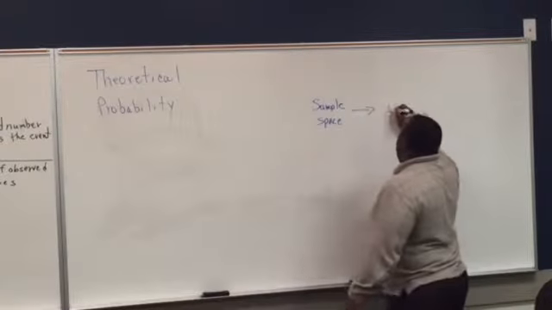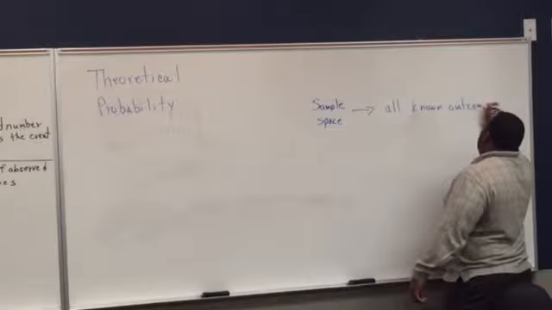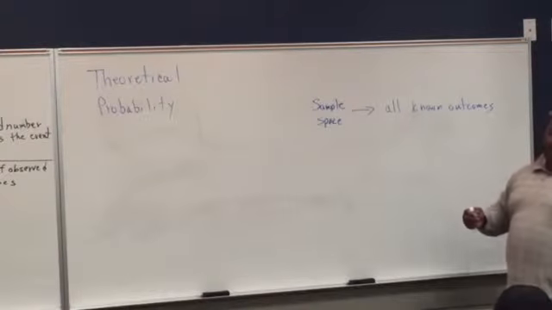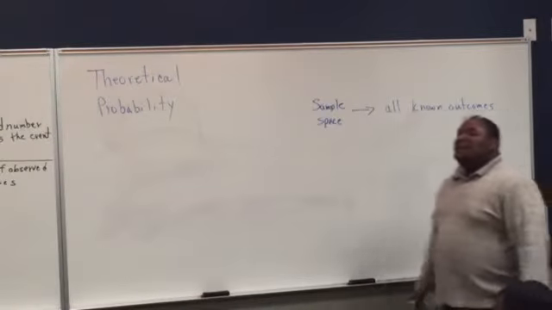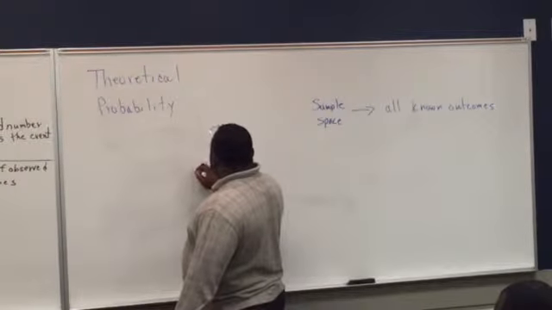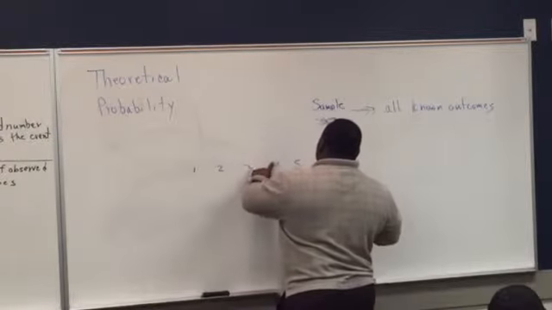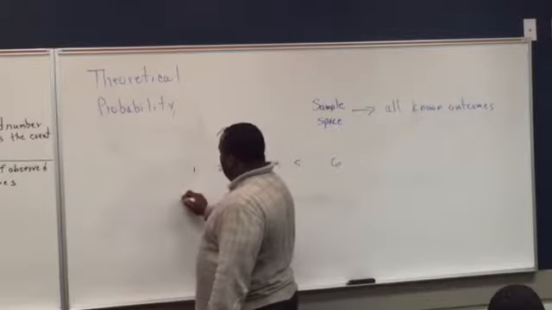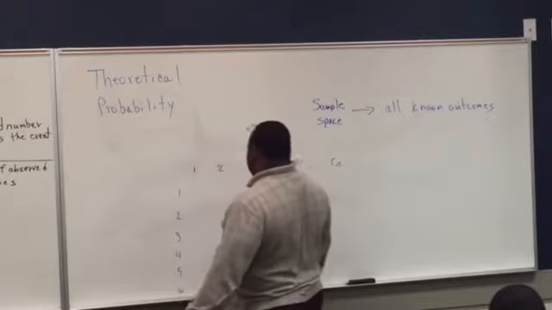The sample space is all known outcomes. They like to use tossing a coin or rolling dice. Normally in my handout we talk about the dice, because everybody always likes rolling dice. So say I have 2 dice. On one die I can get a 1, 2, 3, 4, 5, or 6, and on the other die I can also get a 1, 2, 3, 4, 5, or 6.